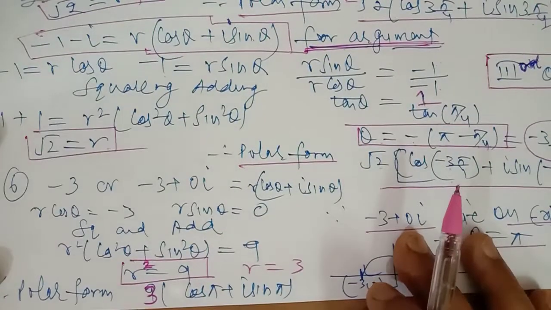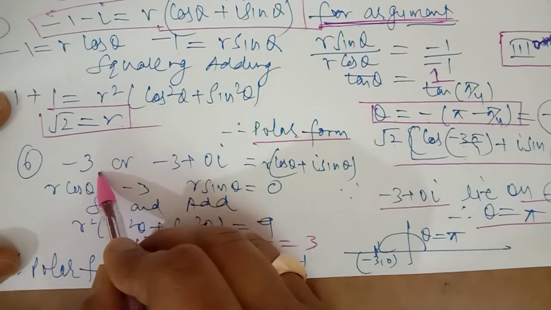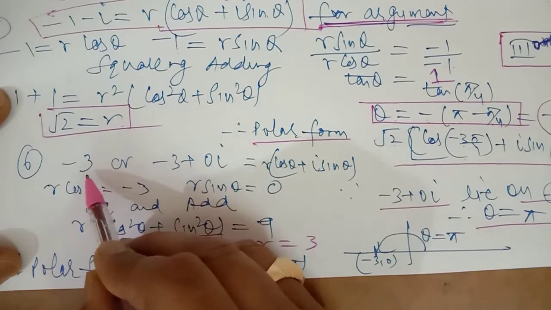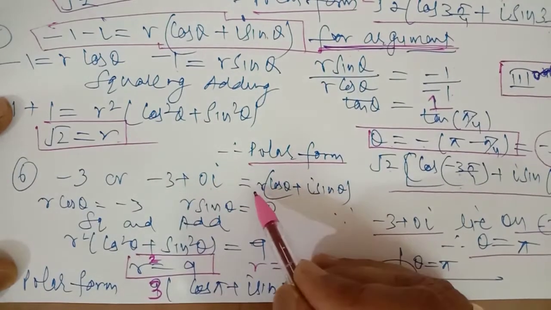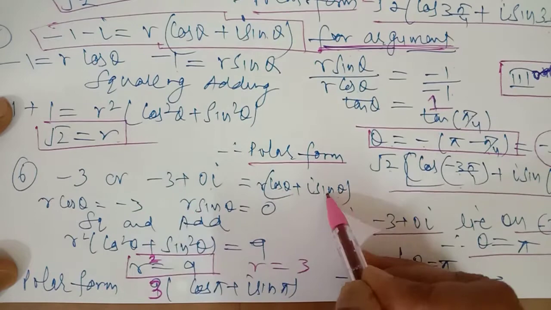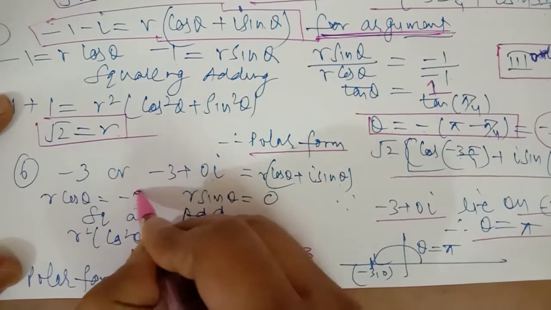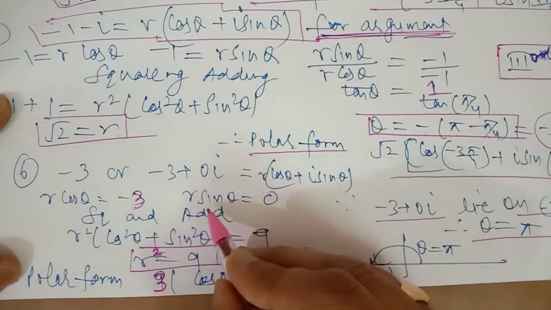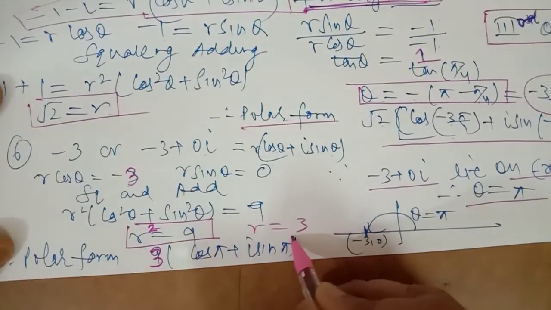As question number 6, you have to convert -3 into the polar form. First of all, write it in the standard form, that is -3 plus 0i. So put it equal to r(cos theta plus i sin theta). Real part with real part, imaginary part with imaginary part. Equate them. You are getting r cos theta is equal to -3, r sin theta is equal to 0. Squaring and adding, you are getting the value of r as 3.